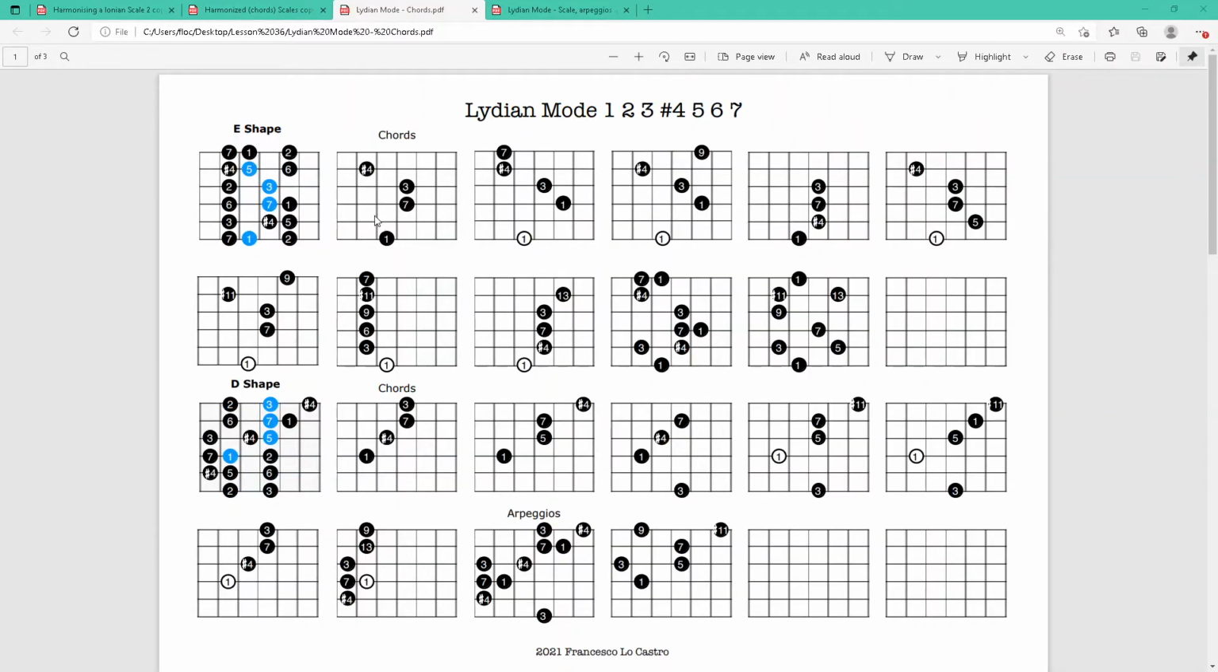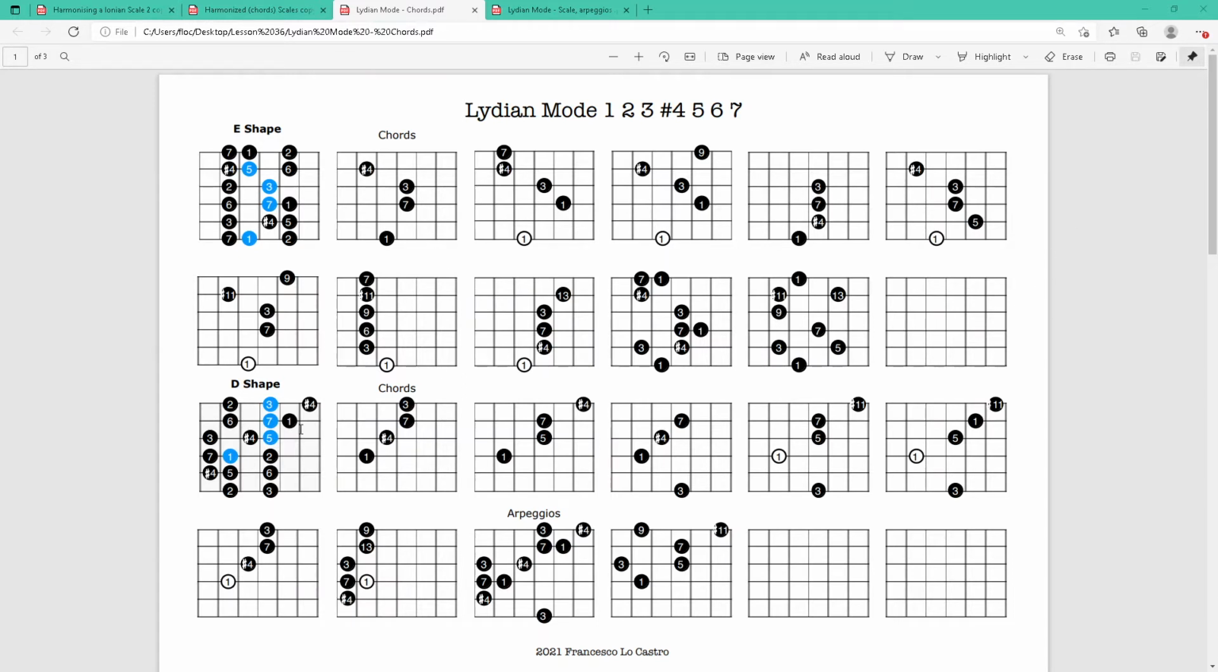So for example, the first one: 1, 7, 3, sharp 4 in the higher octave. 1, 3, sharp 4, 7. 1, 3, sharp 4, 9. 1, sharp 4, 7, 3. 5, 7, 3, sharp 4.